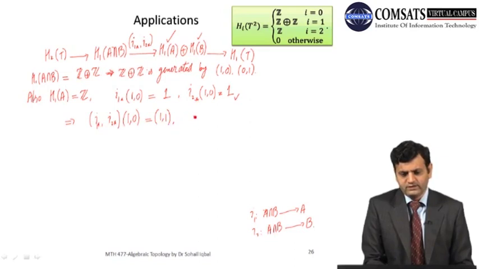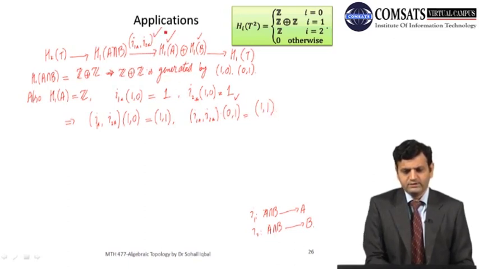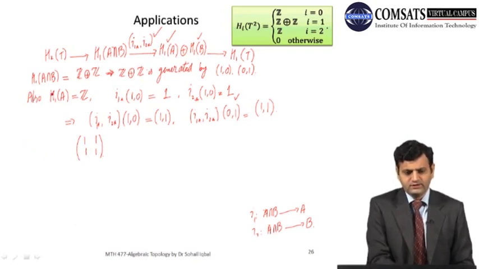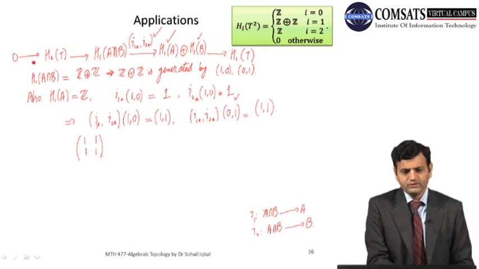Okay, so similarly when we apply I1 star I2 star on (0,1), then we get (1,1). So the matrix of this map becomes [[1,1],[1,1]], and now the problem is to find the kernel of this map. Because there is 0 on this side, the image of this is equal to the kernel of this, so that's why this is 1 to 1. So we are interested in finding the kernel of this.